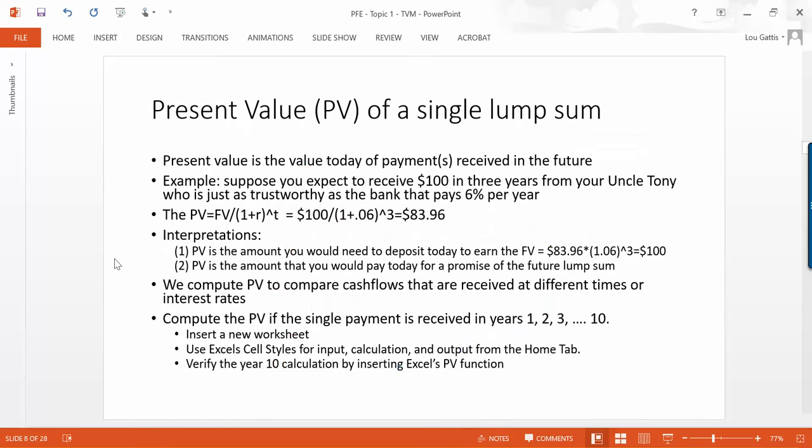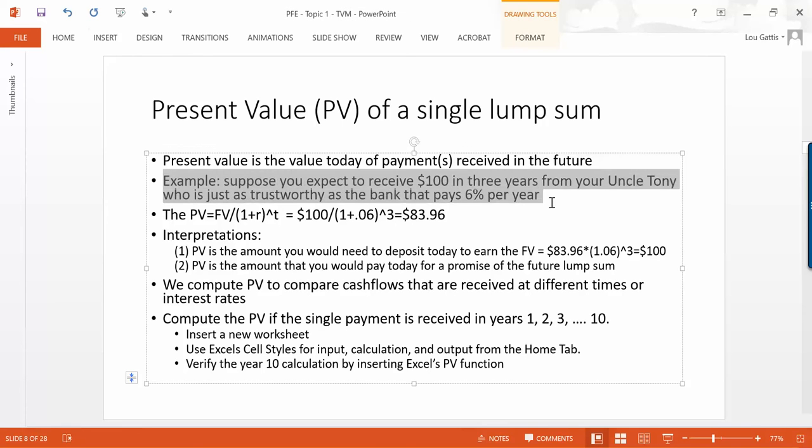Now let's talk about the concept of present value. Present value is the value today of a future amount of payments, or just one lump sum payment. So for example, you might say, well, I expect to receive $100 in 3 years from my Uncle Tony. And you determine that the appropriate interest rate to apply to this problem is 6%. And we'll talk later about how to determine these discount rates or interest rates. So you're going to receive $100 in 3 years. What is that worth today?